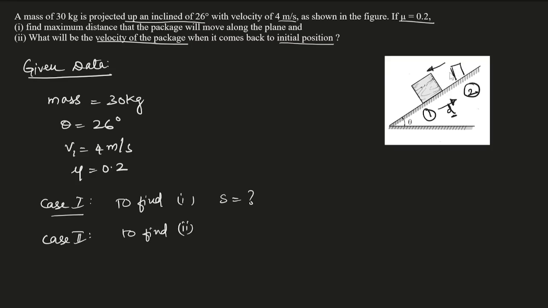We have to find the velocity, that means we have to find the velocity v2. Here v1 will become 0, because after covering the maximum distance, the package is going to stop at some position. After stopping, it will come back down as well. So at that instance, the initial velocity of the package, that is v1, will be equal to 0. Then we have to find v2. Okay, so we'll solve the problem.